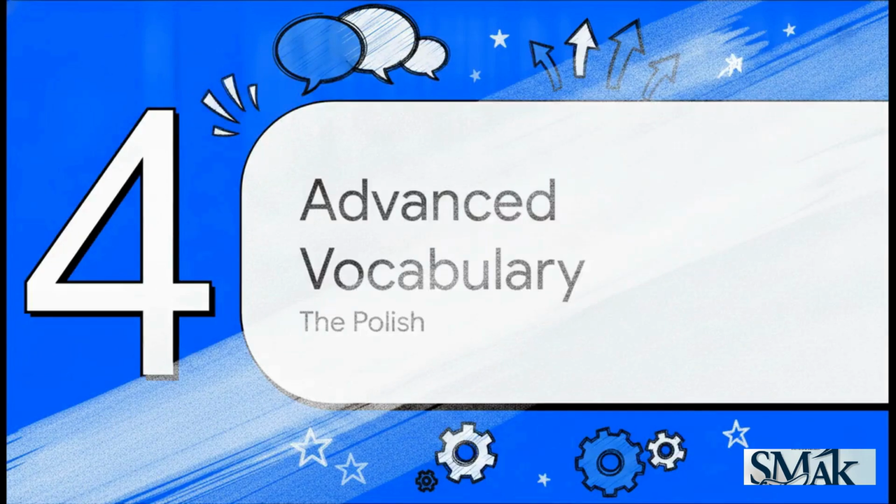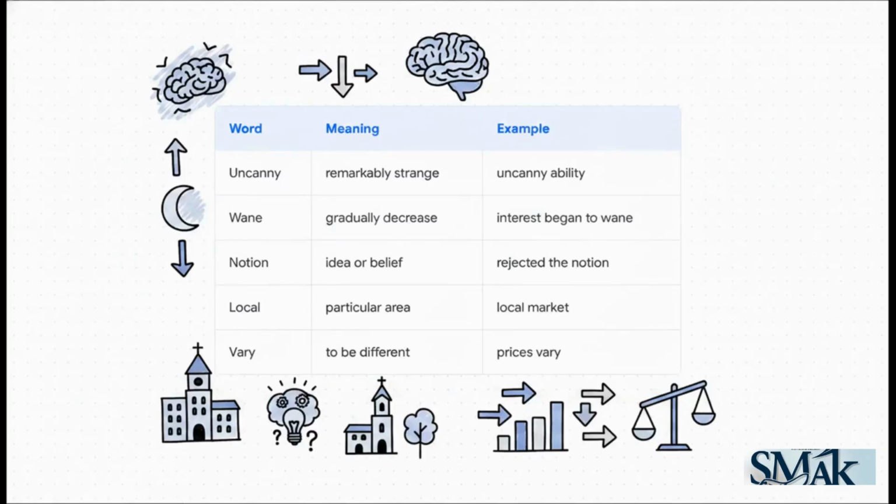Section 4. Advanced vocabulary words. Time to move to the final piece of the puzzle. Think of these 5 words as the polish. We're taking basic, everyday words and upgrading them to sound sharper and much more precise. First up, uncanny, meaning strangely remarkable, like having an uncanny ability to remember names. Second, wane, which means to gradually decrease. His interest in the project began to wane.